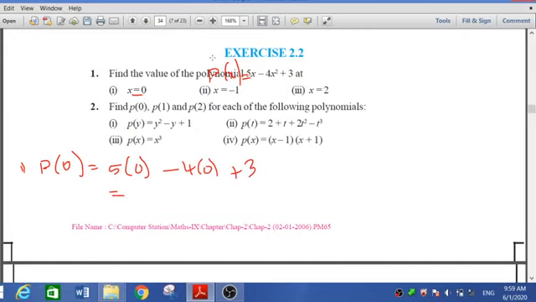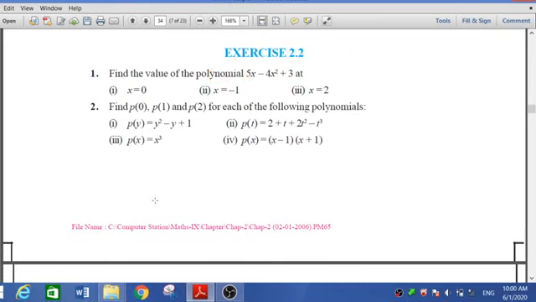Again remember, when you put x equal to 0, always the constant term is your answer. Always remember, when you put x equal to 0 anywhere, the constant term is your answer. So the answer is 3. It is very easy. I think everyone has understood properly. Next sum. Now we have to put x equal to minus 1.